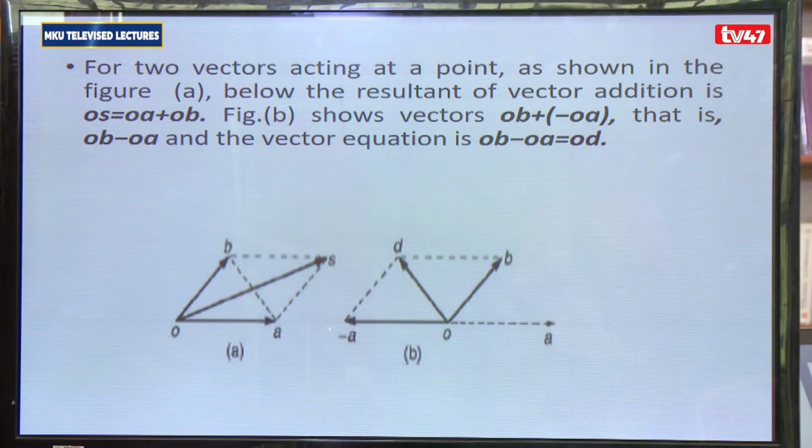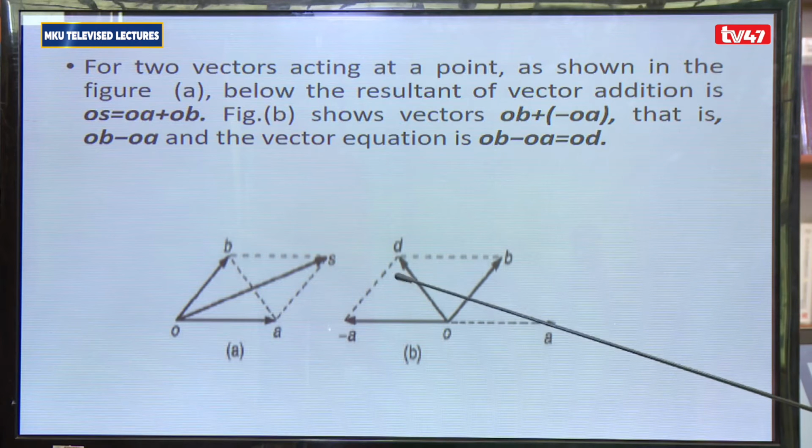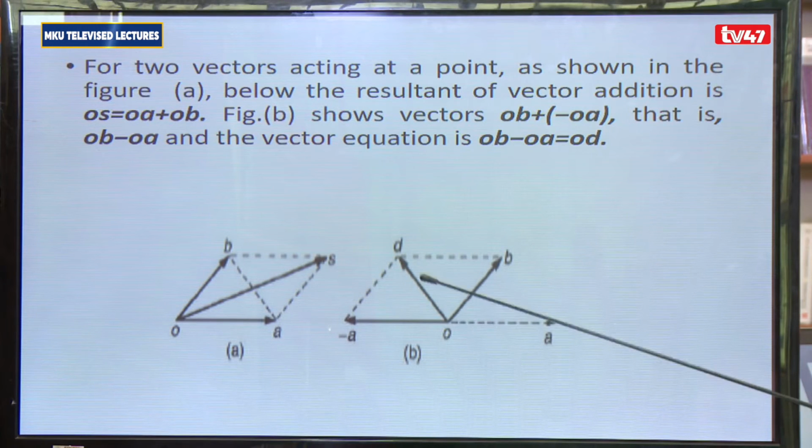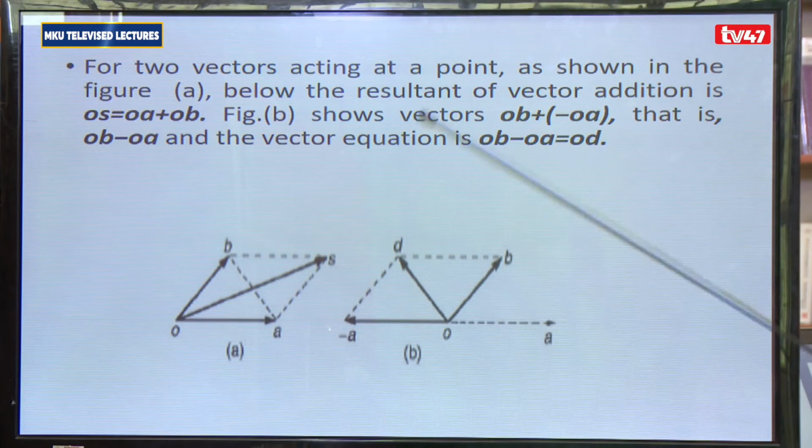And then for the resultant, you now do the addition like what you have done in the previous one, using the parallelogram method. This is just like having OB plus negative OA, or OA which has been reversed. Therefore, we are going to have the resultant equal to OD. This is going to be the resultant of OB minus OA.